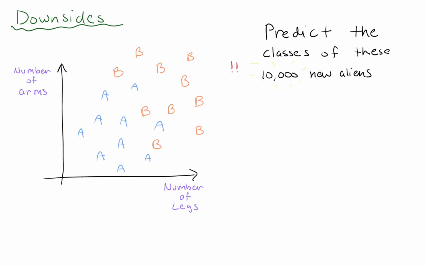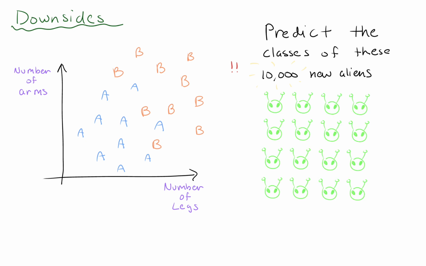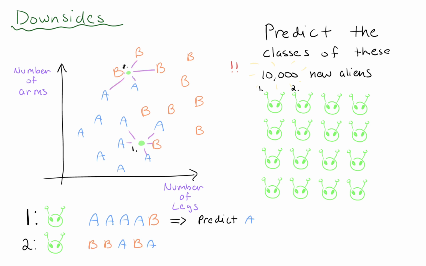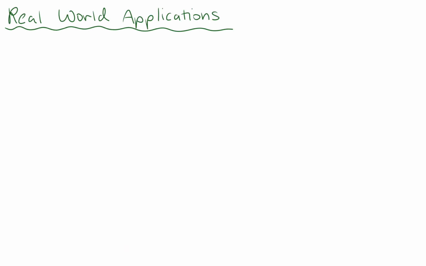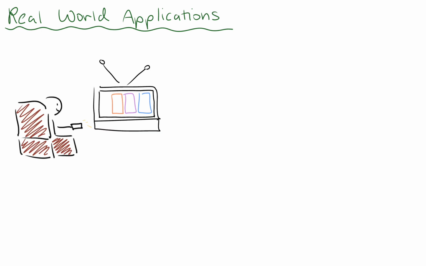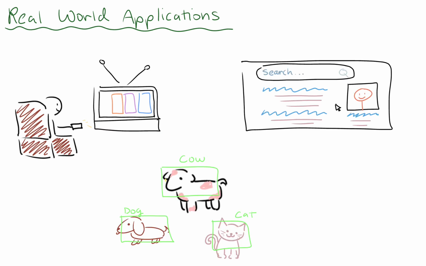One main downside is how long it takes to predict not just one, but multiple new data points. Let's say we're now trying to predict a set of 10,000 different aliens. The process of individually selecting the K nearest neighbors, then performing a majority vote, starts to increase the time it takes to predict every alien's class. KNN appears in many different applications, including Netflix user recommendations, Google search, image classification, and more.